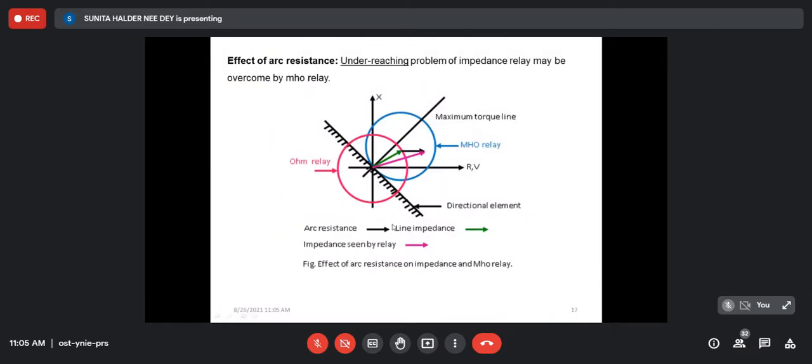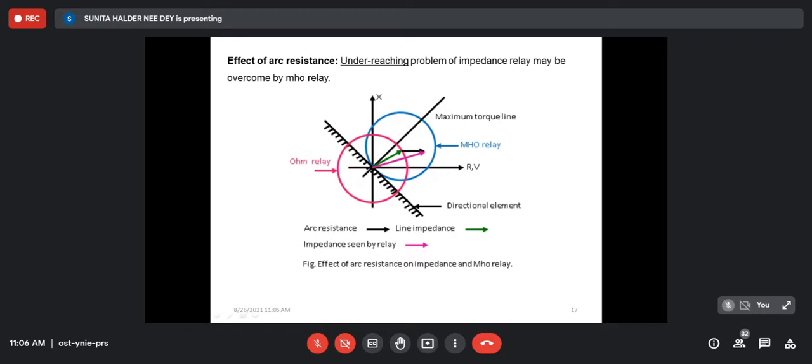Now using mho relay, we can overcome the limitation of current sensitivity. Now using mho relay, we can provide the current sensitivity also. Only the operating coil is now a directional overcurrent relay, not the ordinary overcurrent relay.